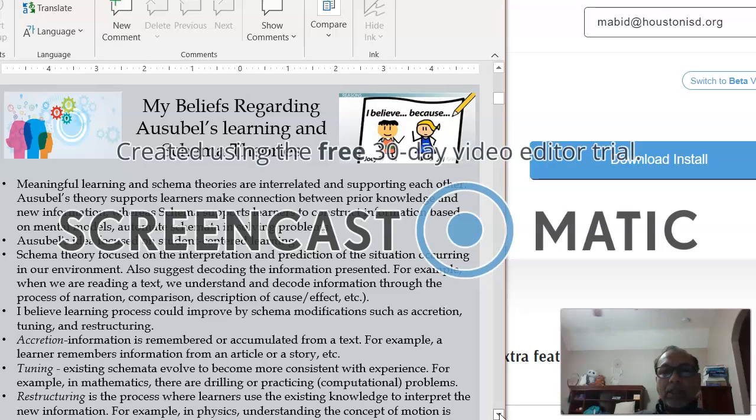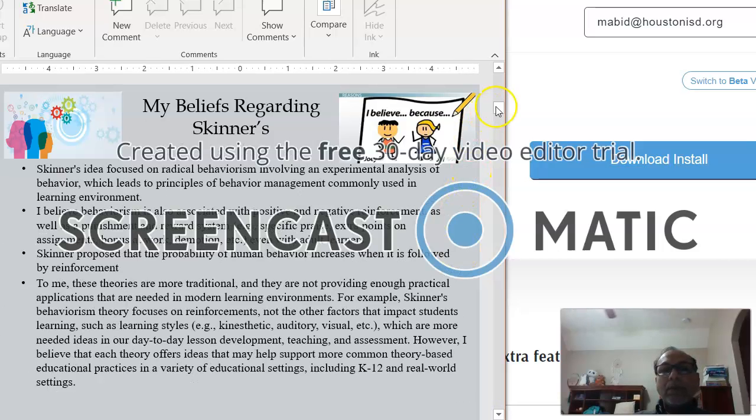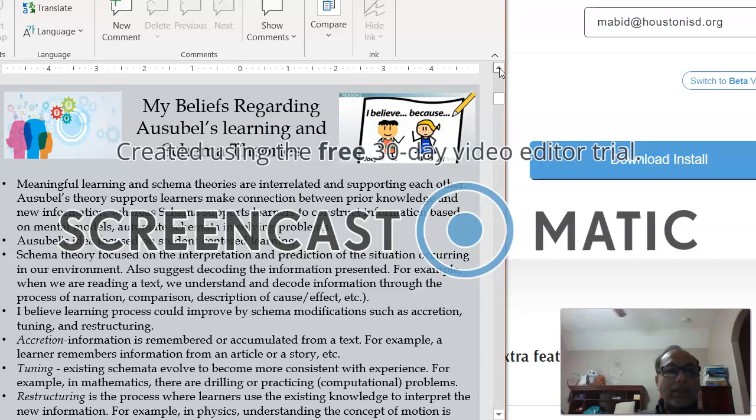The key thing that is very effective in my planning is the three factors of modification that Ausubel suggested, which are accretion, tuning, and restructuring. Accretion is accumulating the text information, so I have included an activity that uses a reading article in my training. And tuning is providing consistent exercise and feedback.